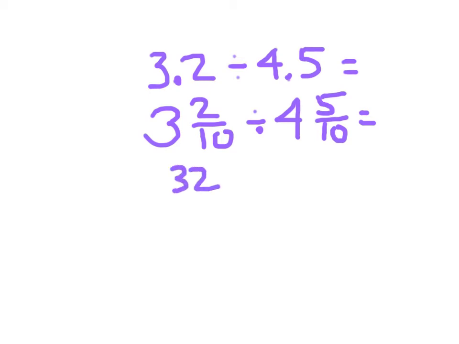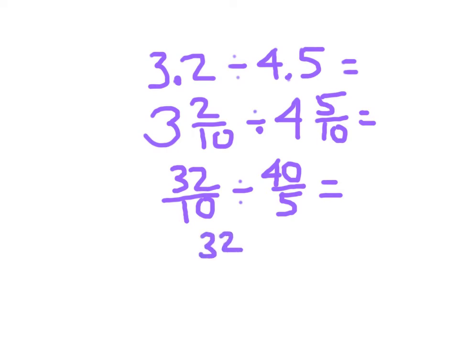3 and 2/10 is 32/10, and it's divided by 40/5. At that point, we're going to go ahead and invert and multiply. In other words, we'll keep the 32/10 the same, and we'll multiply by the reciprocal of 40/5, which is 5/40.